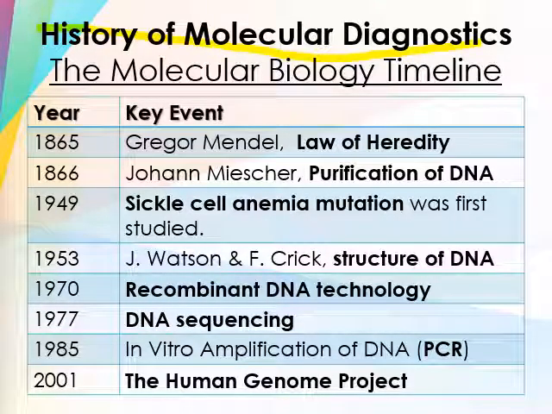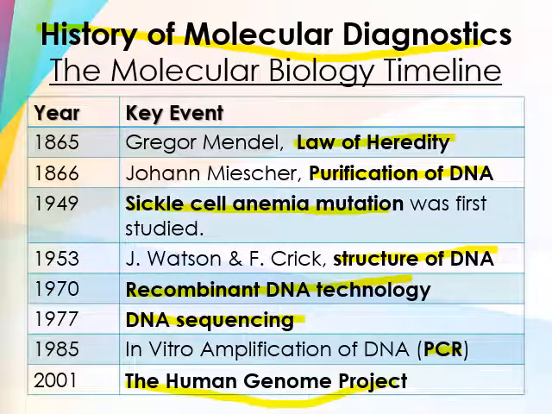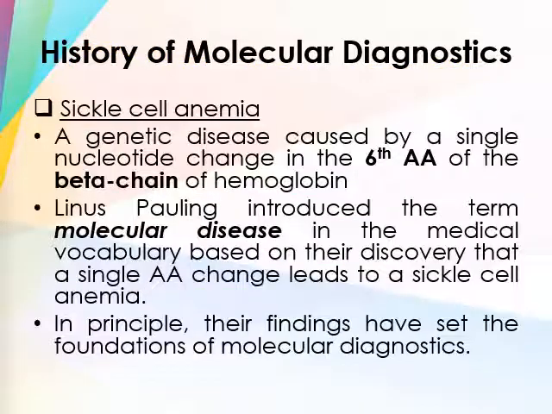So in 1865, Gregor Mendel, The Law of Heredity. 1866, Johann Miescher, The Purification of DNA. 1949, sickle cell anemia mutation was first studied. Then in 1953, the structure of DNA was discovered. 1970, recombinant DNA technology was discovered. DNA sequencing in 1977. PCR, or the polymerase chain reaction, was discovered in 1985. And the Human Genome Project started in 2001.